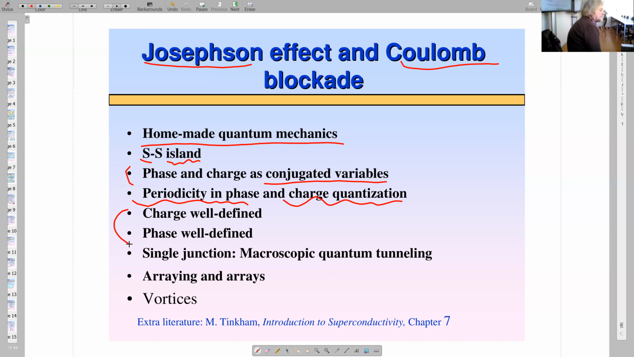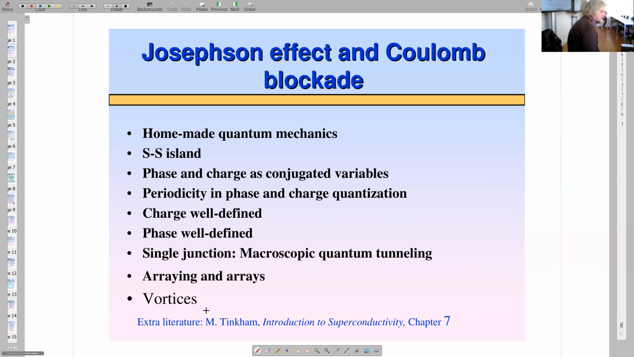We will look at the physics of a single junction, at microscopic quantum tunneling in Josephson systems. In the end, I will talk a little bit about the systems of a big number of Josephson junctions, some kind of artificial matter, which one can make from Josephson junctions, which are called arrays, and a bit about vortices in these arrays. Good. Everything is clear, outline is clear.